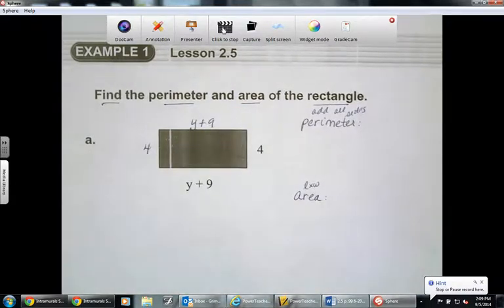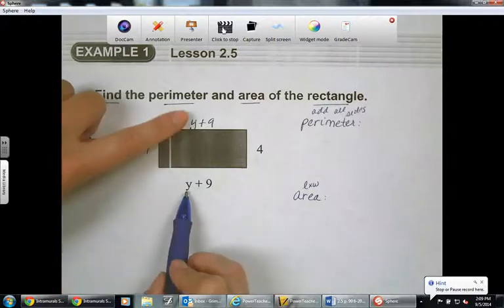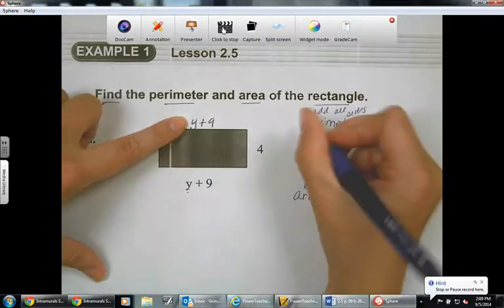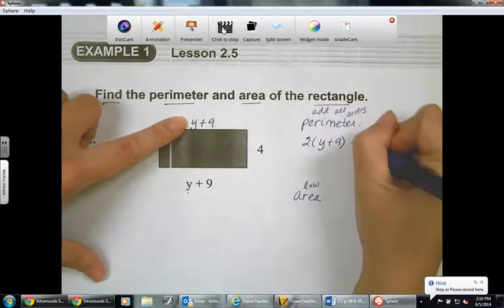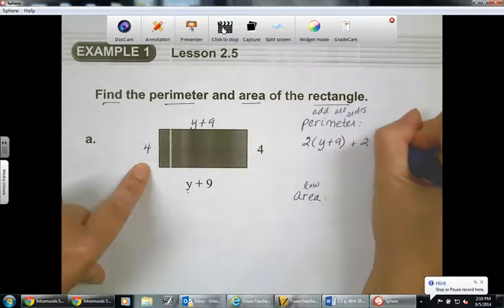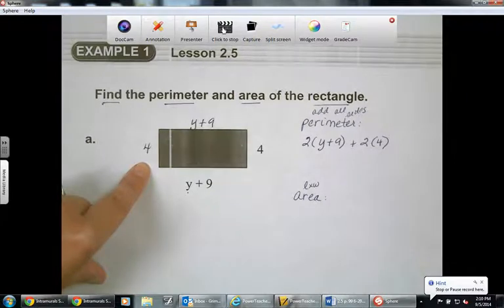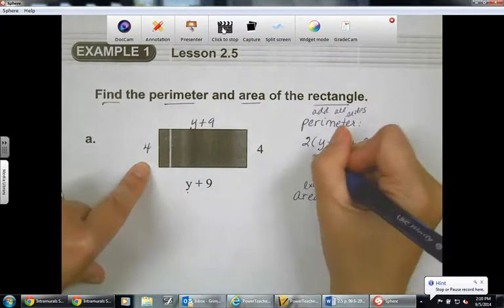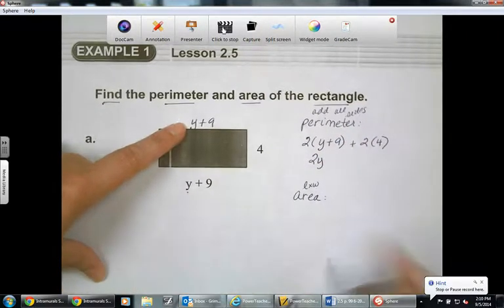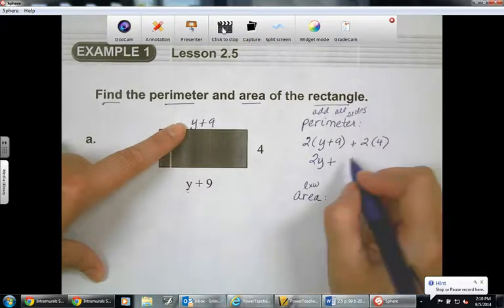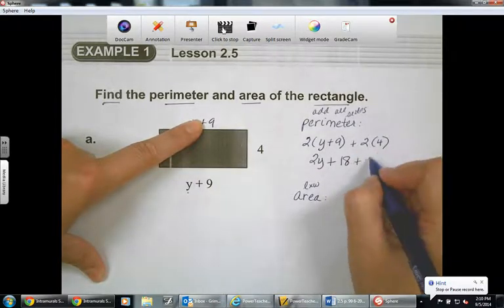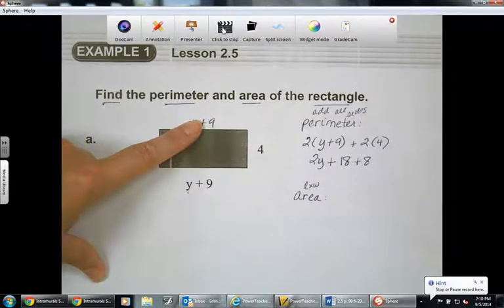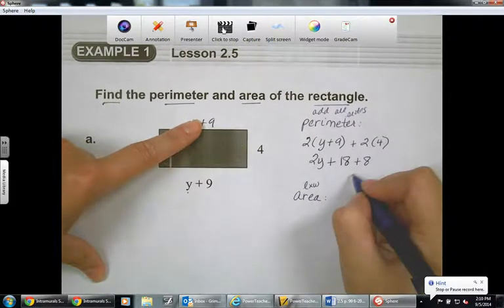Okay? Do you guys agree that I have 2 sides of y plus 9? Hopefully. Okay, so 2 sides of y plus 9, plus I have 2 sides of 4. And so now it looks just like what I was showing you a second ago. So now you would know to distribute. So 2 times y is 2y, which is exactly how many y's I have, plus 2 times 9 is 18, which would be 9 plus 9, and then 2 times 4 is 8. So all I have to do is add the 18 plus 8, and I get 2y plus 26.